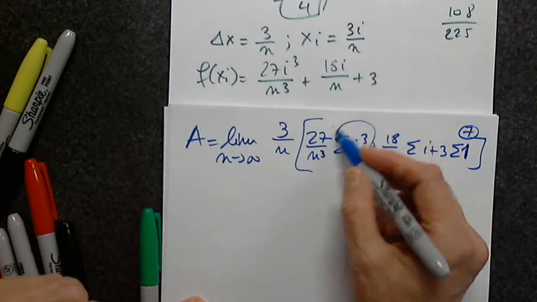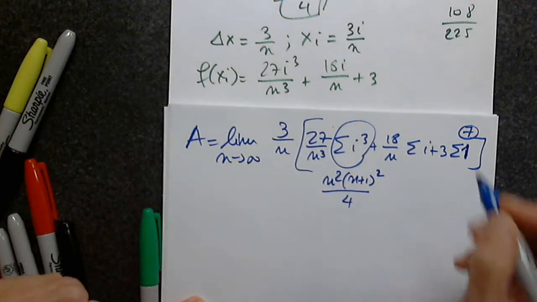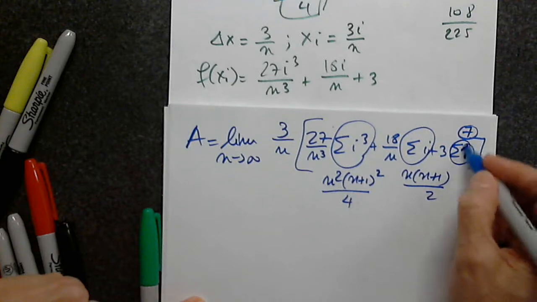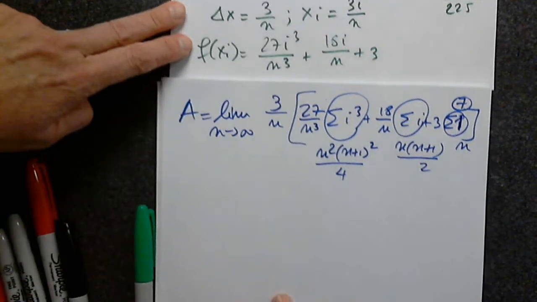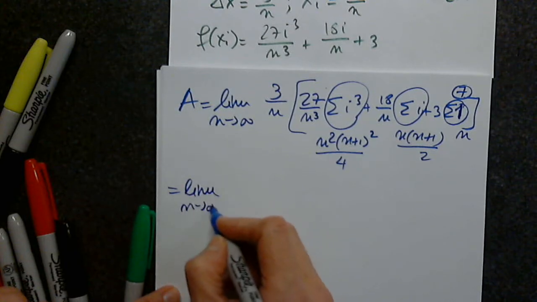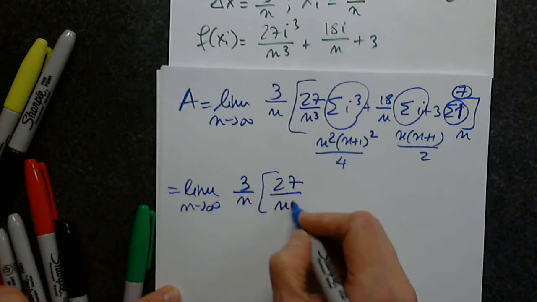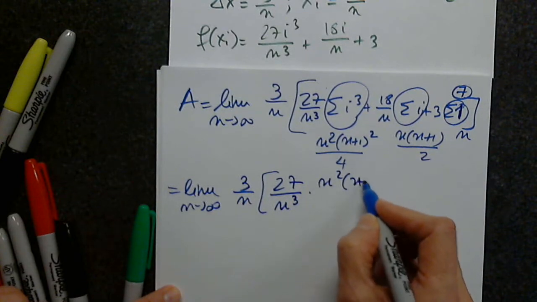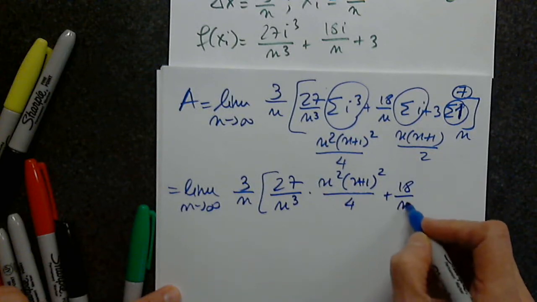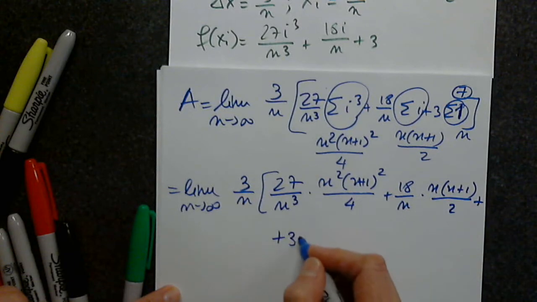Okay? I know that this is n squared (n plus 1) squared over 4. I know that this is n(n plus 1) over 2, and I know that this is n. So then I have the limit as n approaches infinity of 3 over n, times 27 over n cubed times n squared (n plus 1) squared over 4, plus 18 over n times n(n plus 1) over 2, plus 3n.